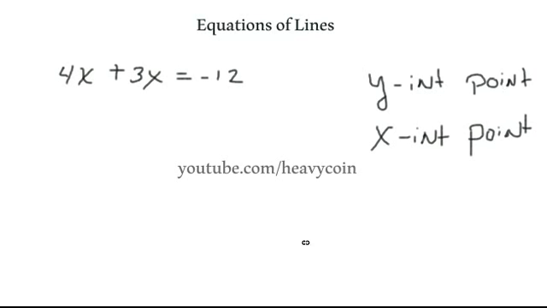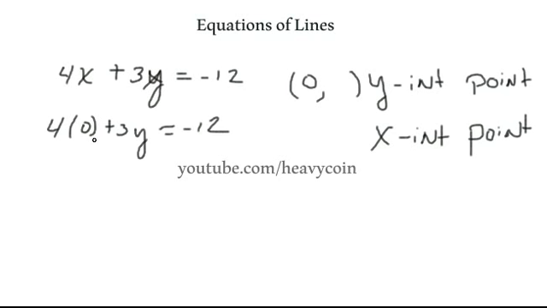The y-intercept point, remember, is where x is 0, and we want to figure out what y is. So we plug 0 in for x. Whoa, I got two x's here. One of these needs to be a y. Let's make that a y. How's that?